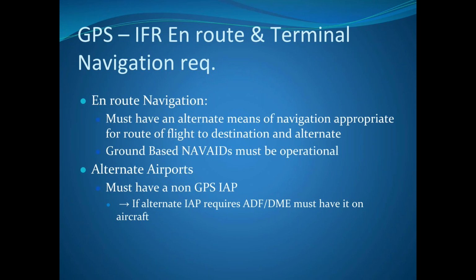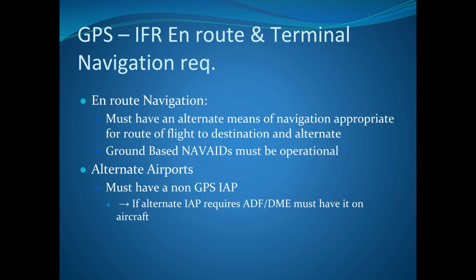So you must have an alternate means of navigation appropriate for the route of flight to the destination and alternate. Ground-based nav aids must be operational. So not only do you have to have that backup, but you can't just say, oh yeah, there's an ILS approach, and then find out that there's a NOTAM or a notice saying that the station that you're using, that backup station, is out of service.